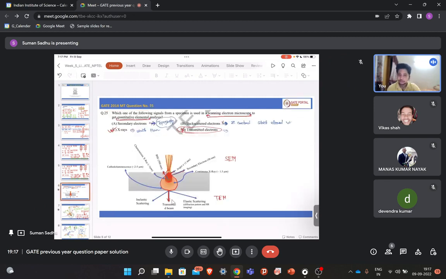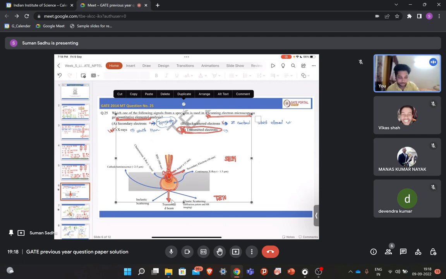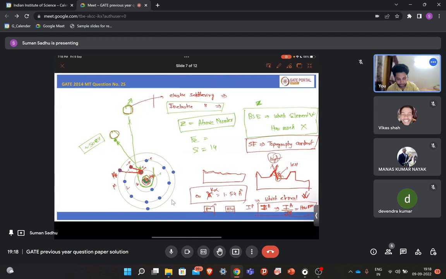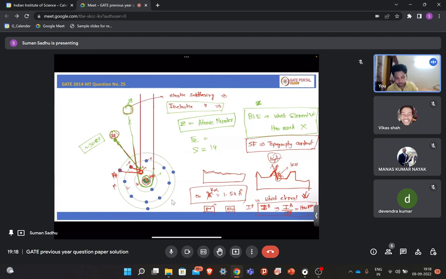The second question was what are the different signals that are generated in a SEM and which type of information we get from these signals. So we explained the secondary electron signal, the backscatter electron signal and X-ray. Here one other type of signal is also there, that is the Auger electron. So what is the Auger electron?